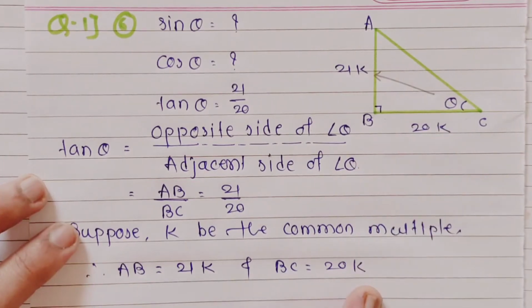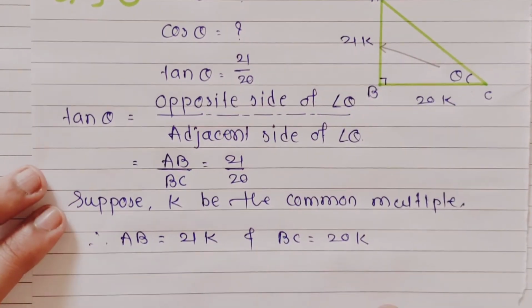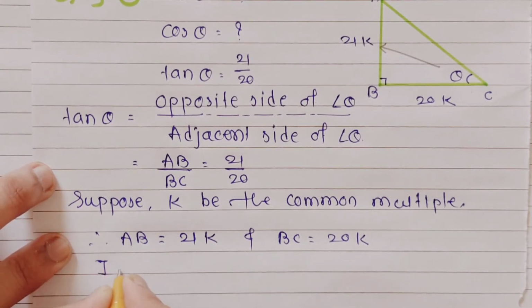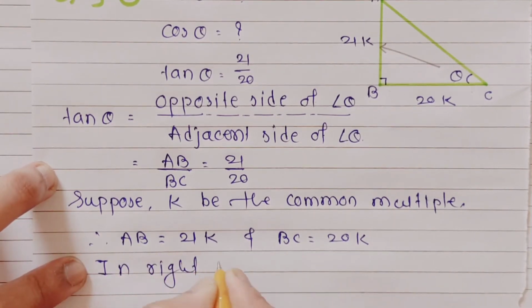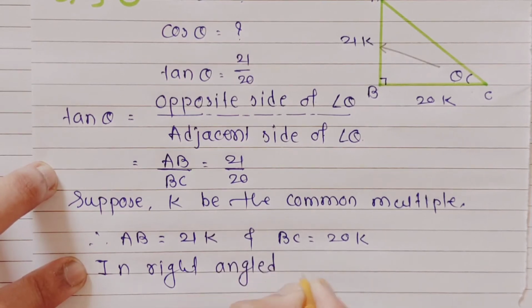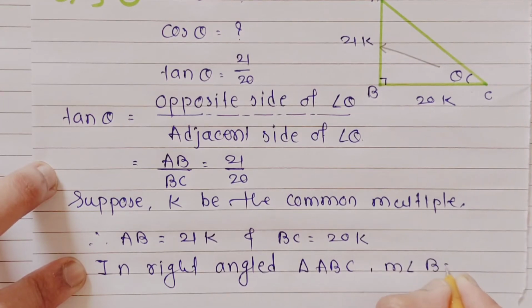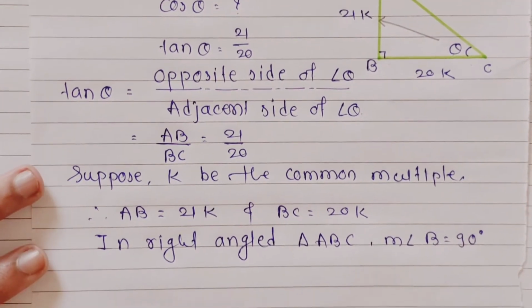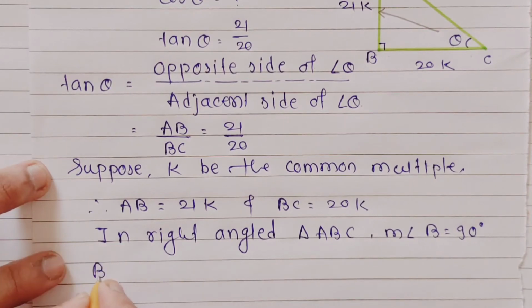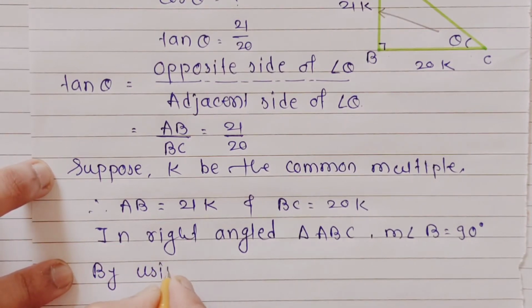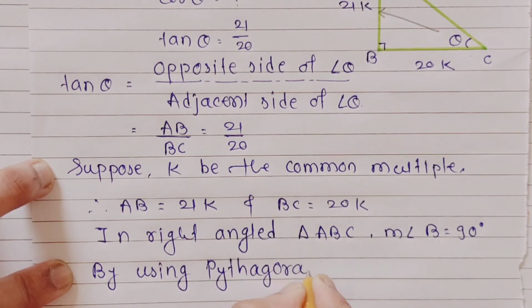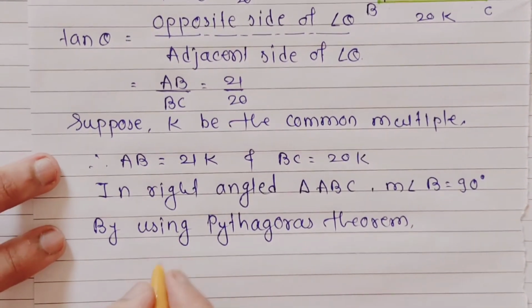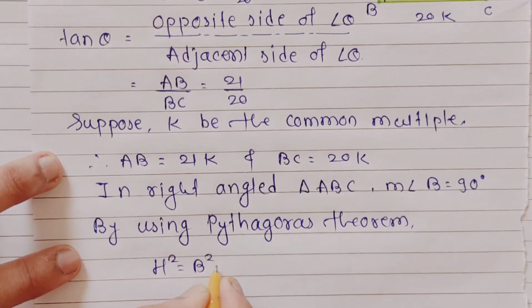So first we have to find out the length of hypotenuse. So we can write in right angle triangle ABC, measure of angle B is equal to 90 degrees. So we can apply Pythagoras theorem. So we can write by using Pythagoras theorem, hypotenuse square is equal to base square plus perpendicular square.